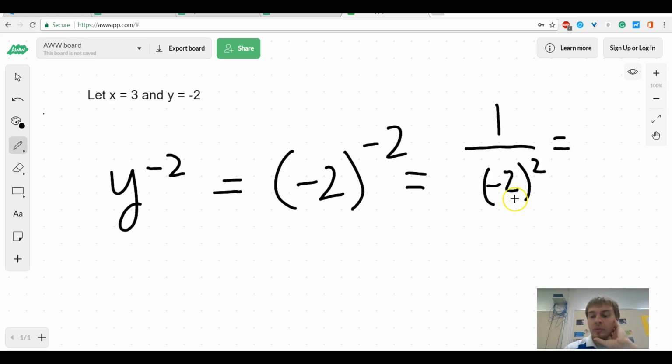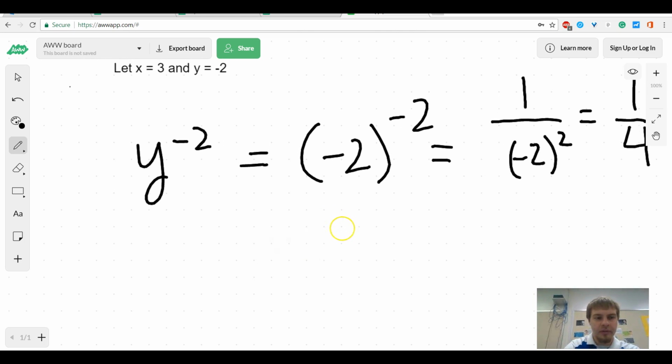And we should all know what (-2) squared is. (-2) squared is 4 because -2 times -2 is 4. So this would be the final answer to that question. Let's make the question a little bit harder. So let's add in some more variables.